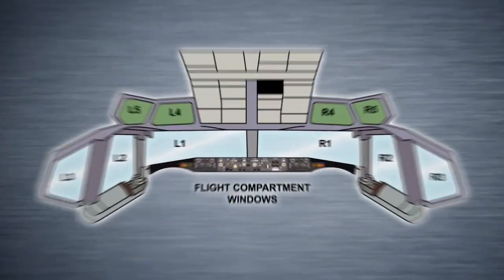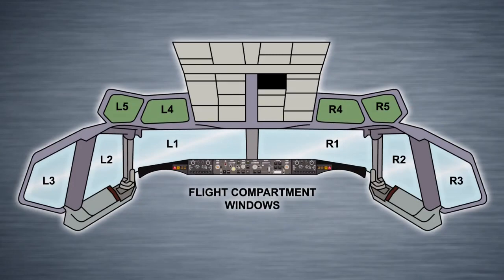The flight deck windows may be heated to increase window impact strength and to prevent fogging and ice buildup. There are 10 flight deck windows on the 737. There are 2 number 1 windows, 2 number 2 windows, 2 number 3 windows, 2 number 4 windows, and 2 number 5 windows. Window numbers 4 and 5 are called eyebrow windows and are a holdover from the Boeing 707 days.